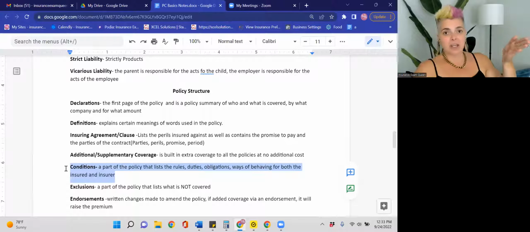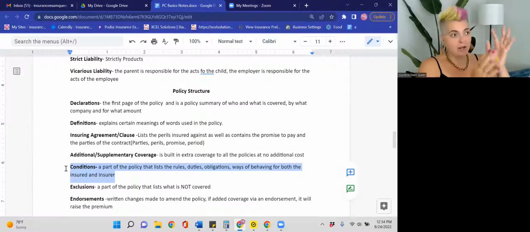This page is now the rules, the duties, the obligations, the ways of behaving. We kind of already talked about conditions, how it's, I have to do this, you have to do that. We both have to follow these rules or the policy doesn't work. Here are your rules, here are my rules, follow the rules. These are the conditions. So there's a whole part of the policy.